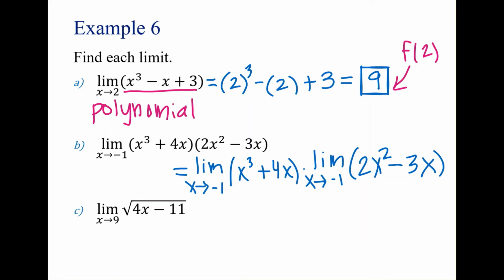Now let's go ahead and find the first limit. For the first limit, we have the function is x cubed plus 4x. And this is a polynomial, so that means that in order to find the limit, we can just substitute negative 1, and that's going to be our limit value. We can also do the same for the second function. This is a polynomial, so in order to compute the limit at negative 1, we can just substitute negative 1 in for x, and that value will be the limit value.